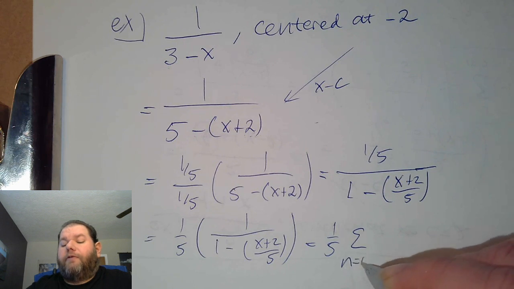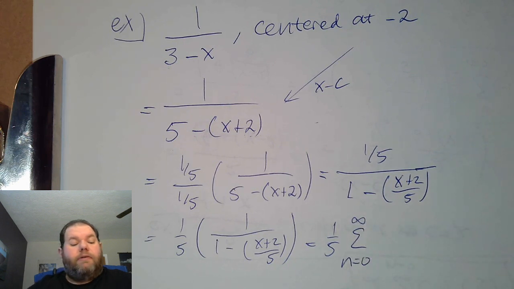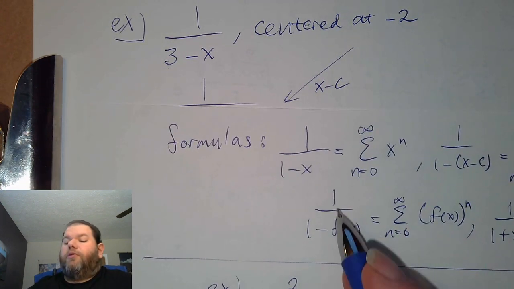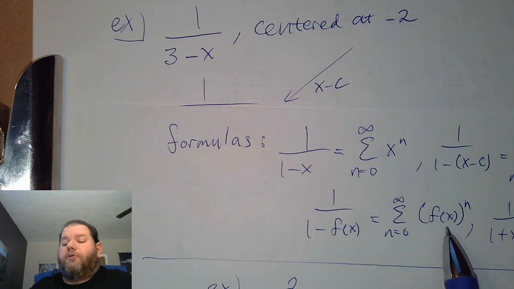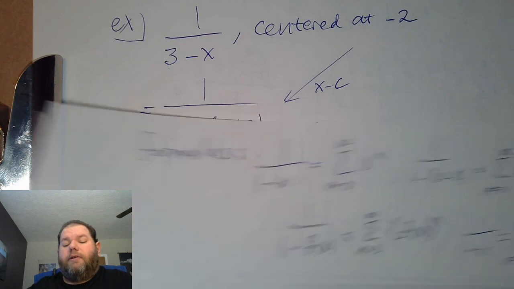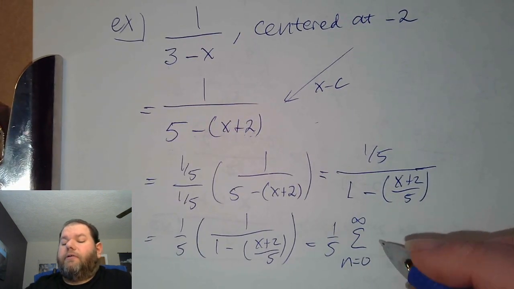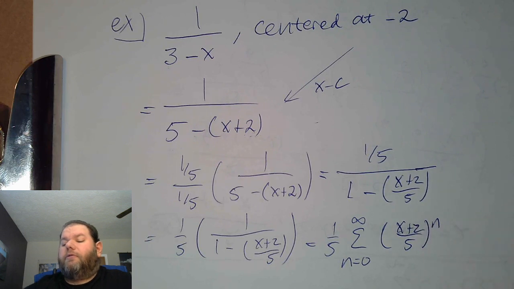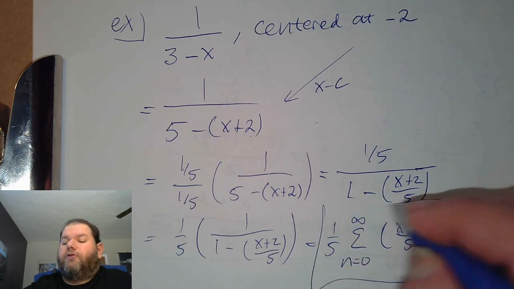Now we can make that into a power series. And again, that follows our 1 over 1 minus f of x pattern, which is f of x to the n. So it's x plus 2 over 5 to the nth power. And that would be our summation.